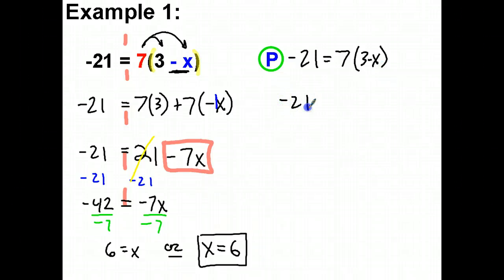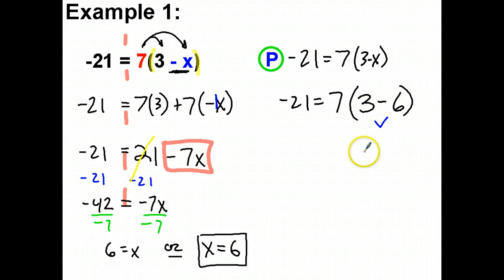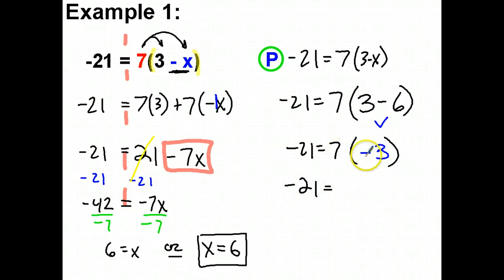So we substituted that in, negative 21, 7 times the quantity 3 minus 6. And order of operations tells us I need to first put together what's in the parentheses. 3 take away 6 would be negative 3. I rewrite everything else, so negative 21 equals 7 times negative 3. Negative 21 equals, and 7 times negative 3 is in fact negative 21. All right, so we can see that one, we're good to go, it is correct.